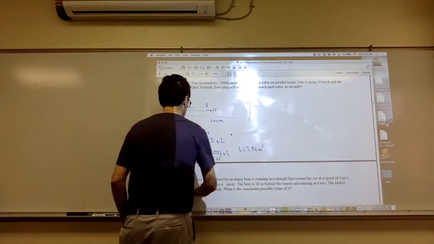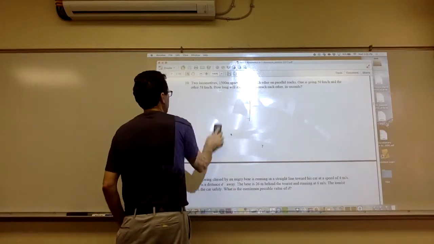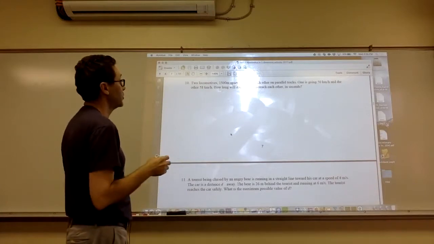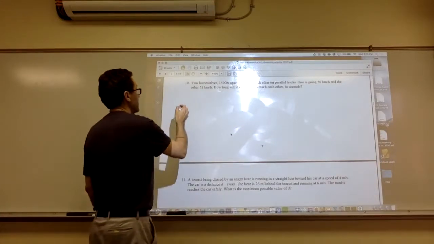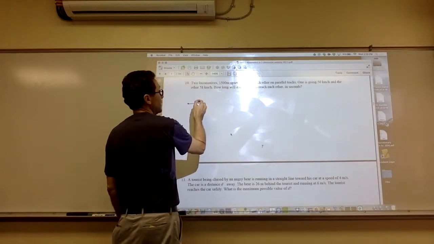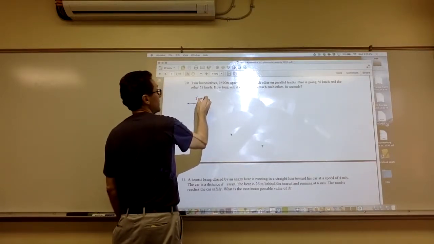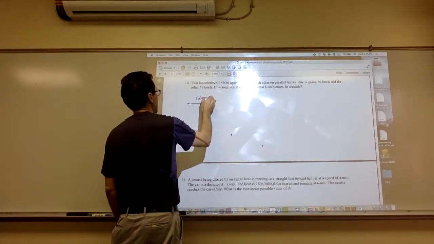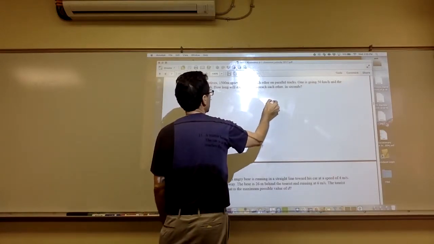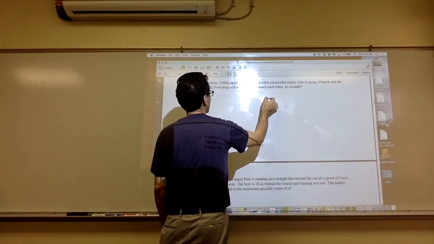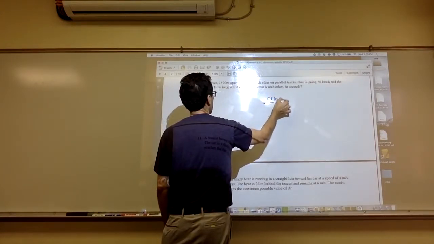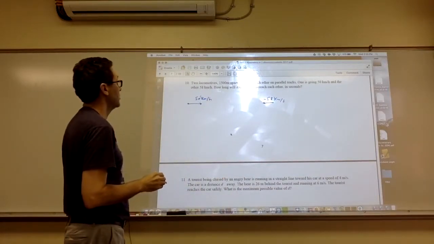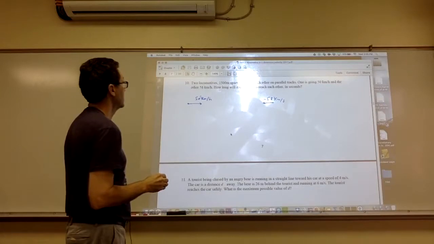All right. So number 10. Two locomotives 1,500 meters apart approach each other on parallel tracks. All right, so I'm going to draw it here. So one is going at 50 kilometers per hour, and the other one is going in the opposite direction at 58 kilometers per hour. So we have to look at that as a negative. How long will it take them to reach each other in seconds?